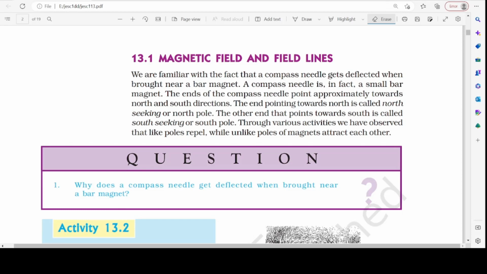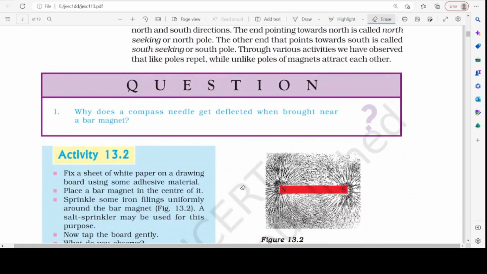So now we'll be moving to our question: why does a compass needle get deflected when brought near a bar magnet? We have already seen that a compass needle gets deflected whenever there is a magnetic field. So whenever a compass needle is brought near a bar magnet, there is a magnetic field near the bar magnet. That is the reason why the compass needle gets deflected.